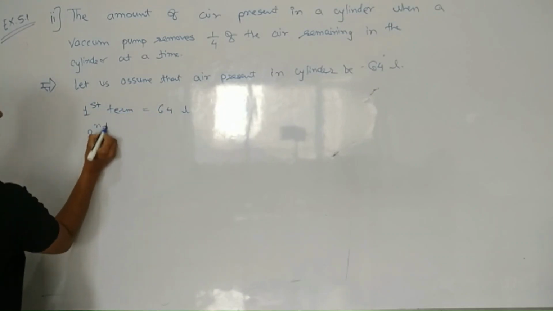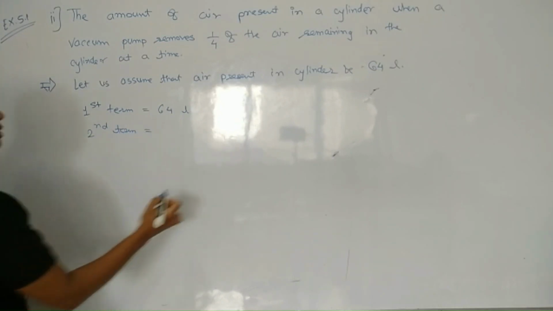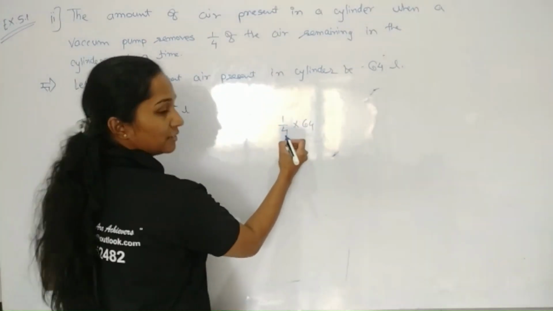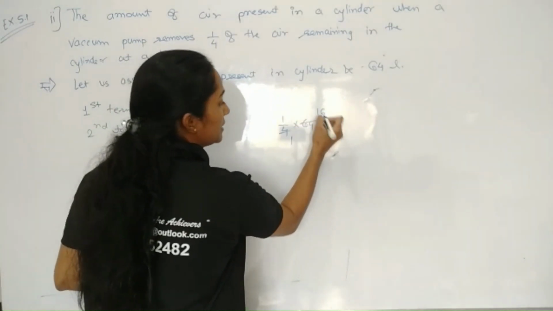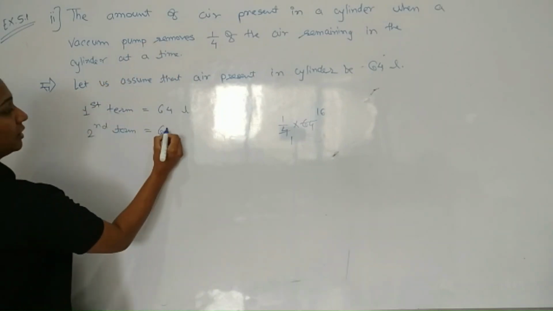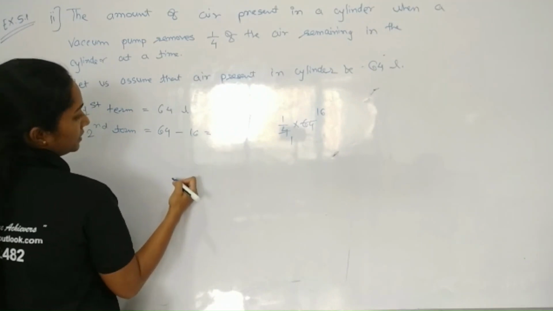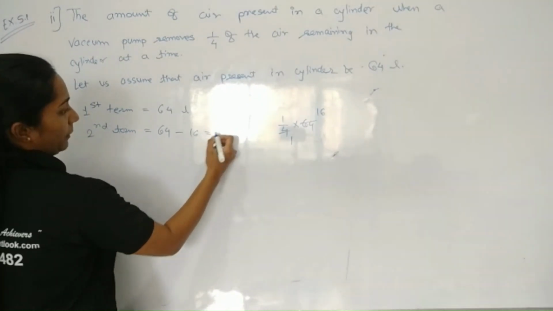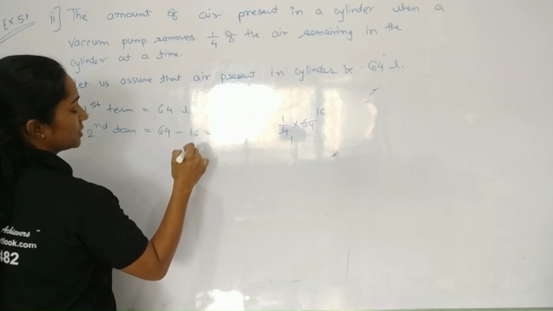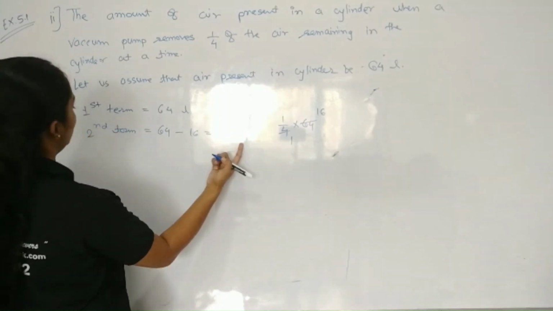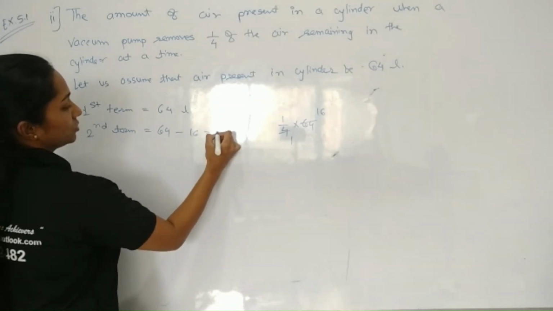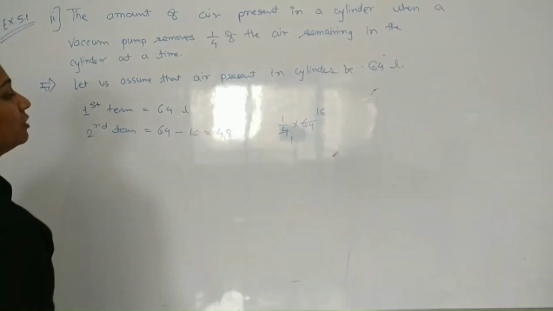Second term: for that 1/4 of the existing air, 1/4 of 64 is 16. This is being removed, and removal means we will subtract it. So 64 minus 16 gives our second term, and that is 48.